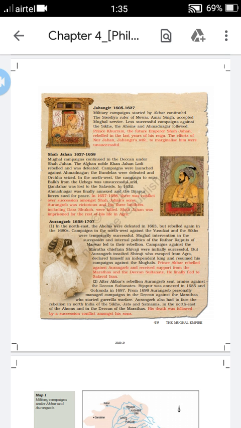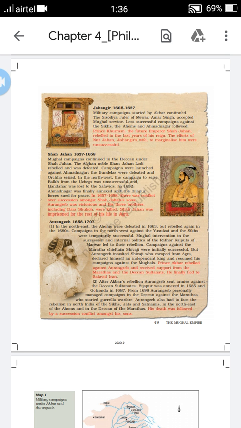And when we are talking about Shah Jahan, he gave more importance to European traders, as well as some other activities which Shah Jahan did. And Shah Jahan died in 1666 because he was imprisoned. He was imprisoned in Agra fort, and he died in Agra fort only.